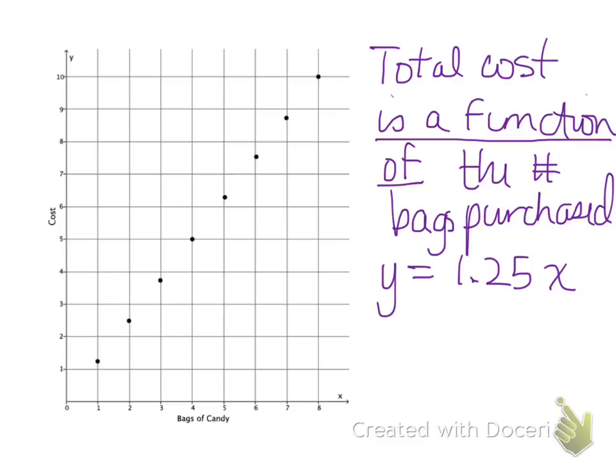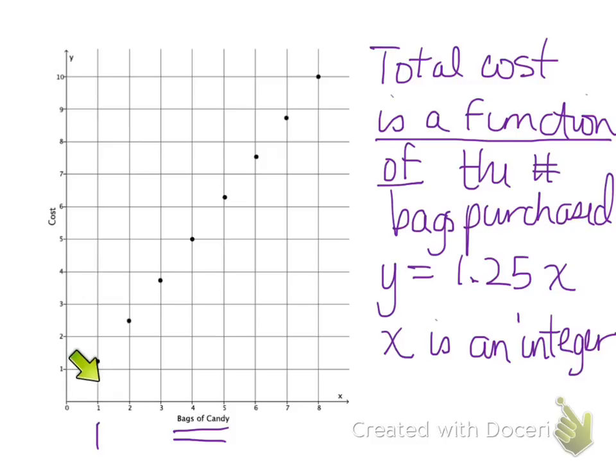We've got some restrictions on x. What can x be? Well, x is an integer. The reason for that is we can't buy fractional bags of candy. We have to buy whole bags: 1, 2, 3. We can't buy 2.5. It's not sold that way.